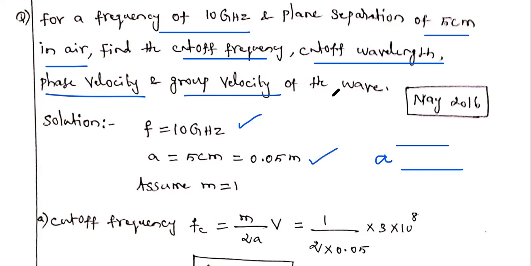And here the operating mode is not given, so you just assume the dominant mode, m equal to 1 and n equal to 0. If the mode value is not known, we can't obtain the cutoff frequency or cutoff wavelength formula. So you assume m equal to 1. If the mode is given, for example TE10 mode, then m is equal to 1 and n is equal to 0, you just take that. Otherwise you take it as the dominant mode. Same for TE10 mode, so m value is 1.